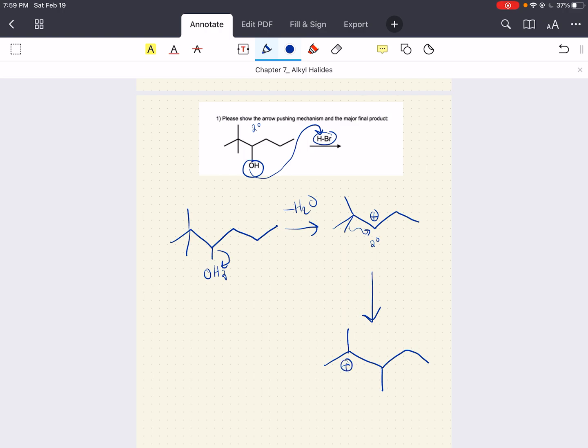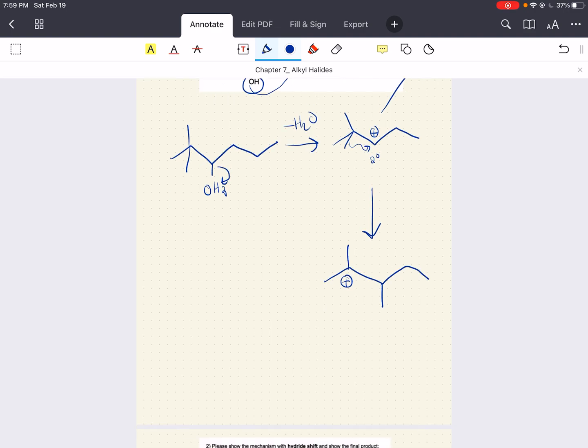and what you get now is a tertiary carbocation. Since we want to draw the final product, we don't have to worry about the product formed from the secondary carbocation. Let's just worry about our tertiary carbocation. Now our bromine can come in and attack and place itself there, and what we get is this as the final product.